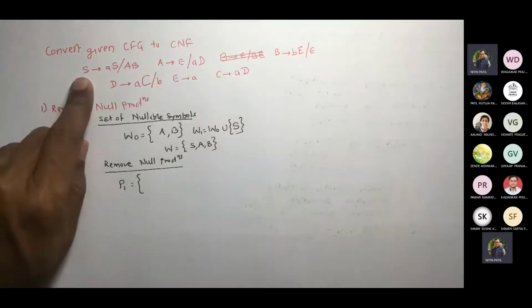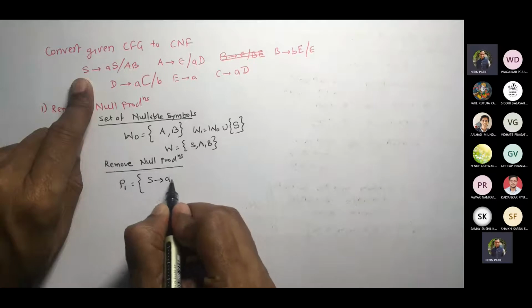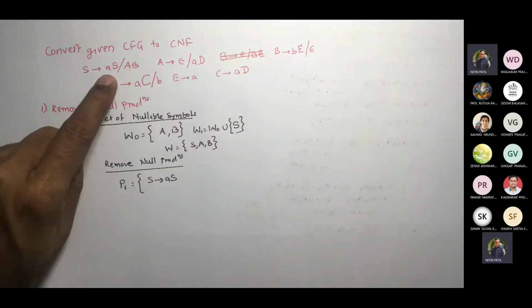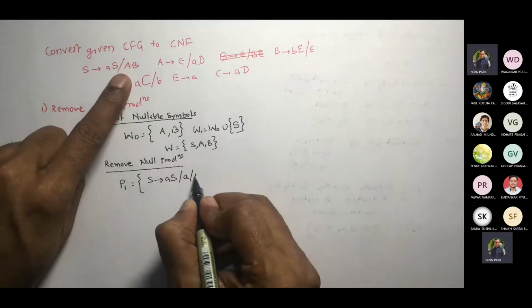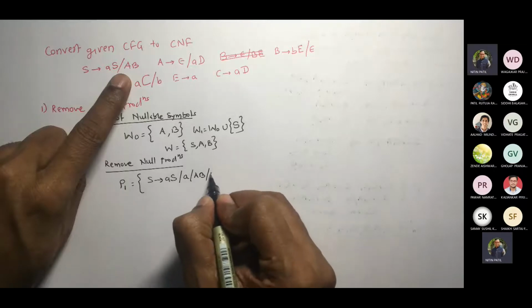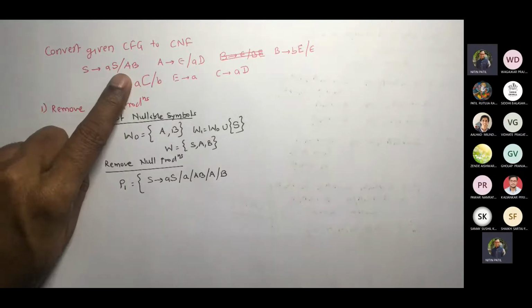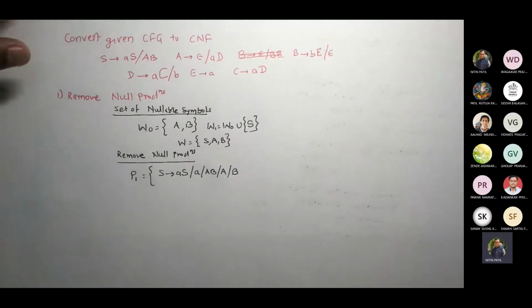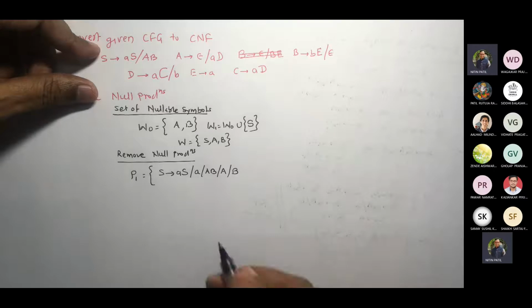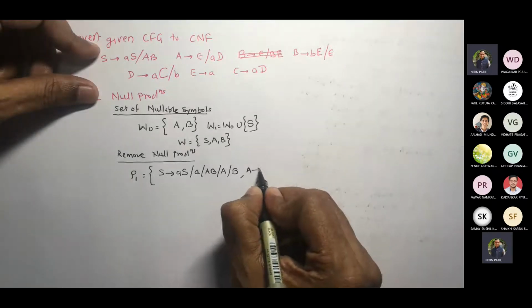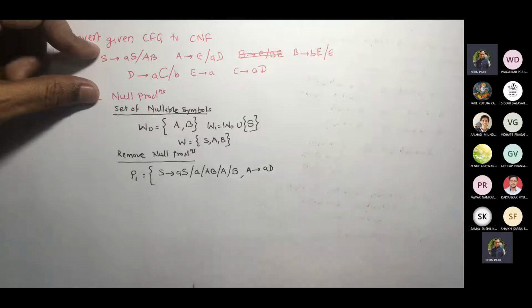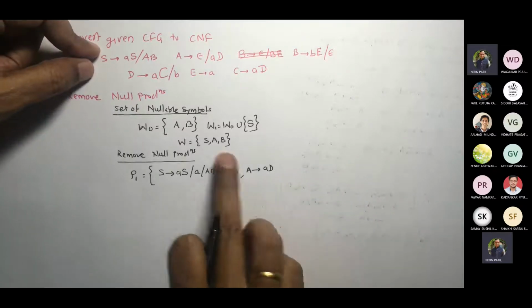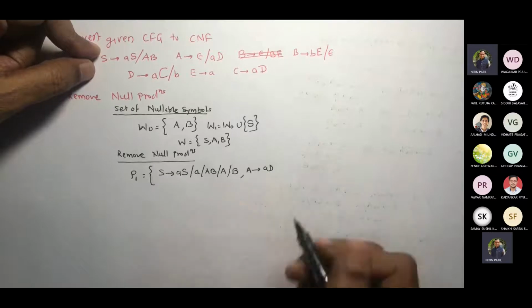So I will start writing with this. S gives AS, correct. Now this S is nullable, that's why I will also write A. I will write AB, I will write A, I will write B. Is that fine? Okay, these are productions for S. Good. So now productions for A. A gives AD. Because D is not part of this, this remains as it is. A gives epsilon is removed.